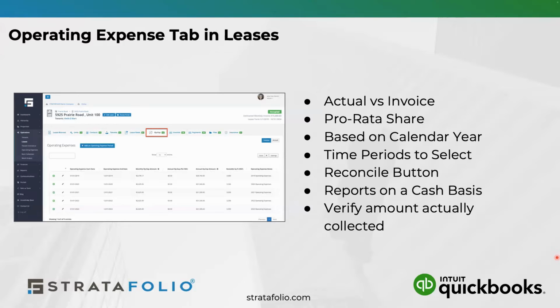Time periods in the invoice section, those are what pull into the drop down of the actual section. The reconcile button is on the actual section.